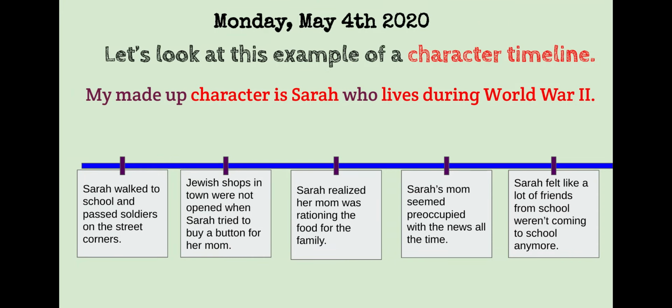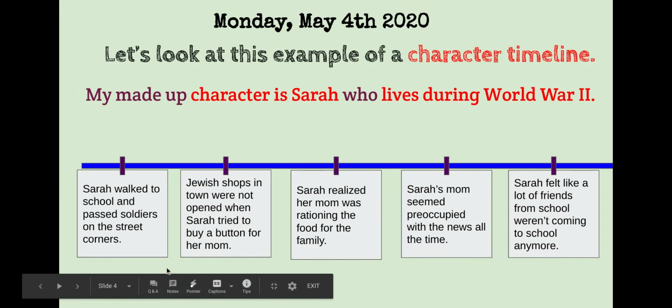My made-up character is Sarah, who lives during World War II, and these are events in her life. First event. Sarah walked to school and passed soldiers on the street corners. Notice those soldiers are related to being in World War II. Second event. Suddenly, Jewish shops in town were not open when Sarah tried to buy a button for her mom. And Sarah realized her mom was rationing the food for the family.